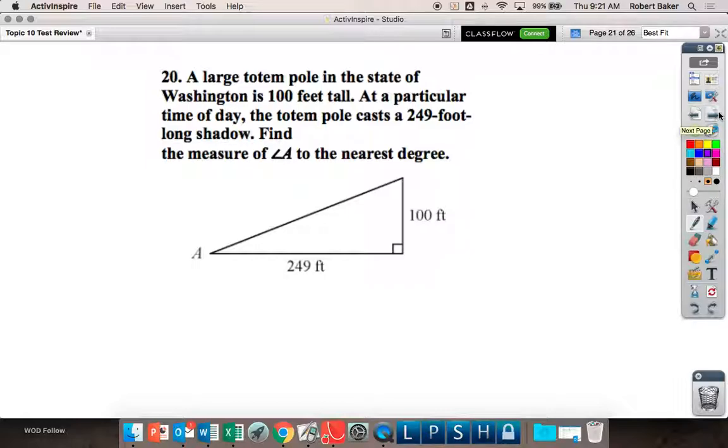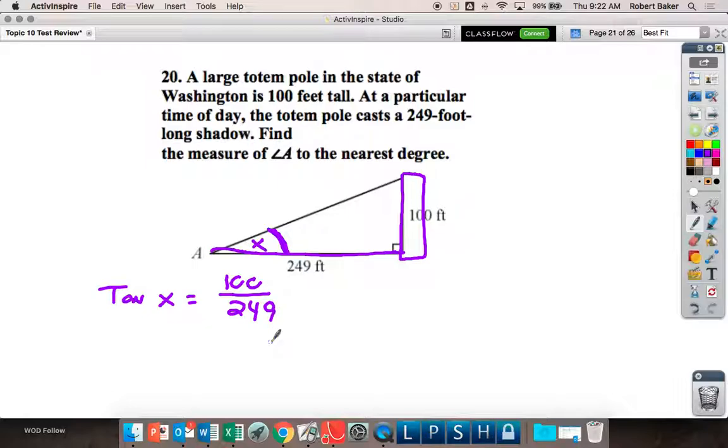This is the other angle of elevation, angle of depression problem. It says a large totem pole in the state of Washington is 100 feet tall. So you have a totem pole right here, and it's 100 feet tall. It casts a shadow 249 feet long. Find the measure of angle A, or find this angle of elevation right here. So we're looking for this X, theta, missing angle, angle A. What is the only trig function that doesn't use hypotenuse? Tangent. So the tangent of X should be equal to opposite over adjacent.